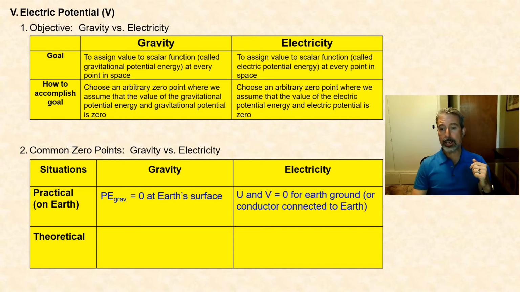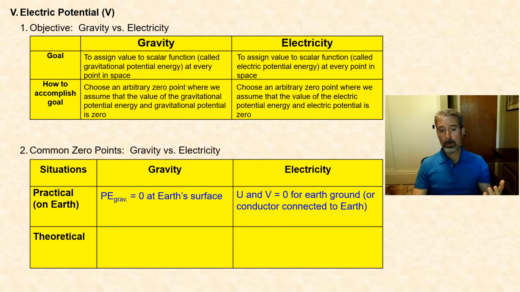In a similar way here, we are going to say that the electric potential energy and the electric potential for an earth ground, or any conductor that is connected to the Earth, will be 0. So in a sense, the Earth becomes our 0 point, whether we're talking about gravity or electricity. Of course, the concept is a little different, and we'll talk about what we mean by an earth ground more as we explore this concept of electric potential.